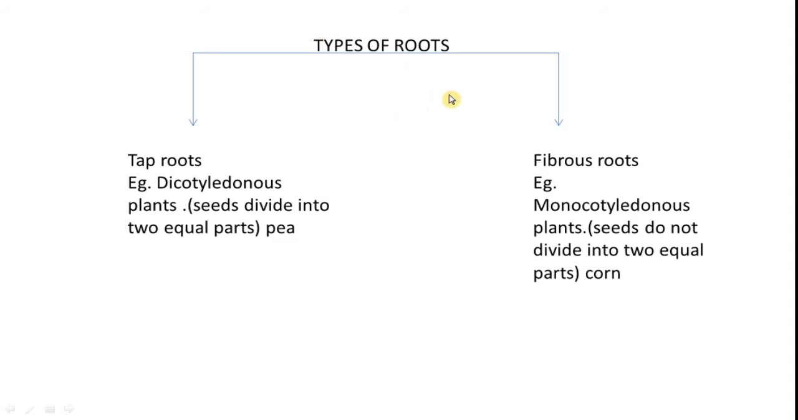So the types of roots. There are mainly two types of roots: taproots and fibrous roots. Taproots, for example, are found in dicotyledonous plants. Di means two; the seeds divide into two equal parts. The example is pea. Fibrous roots are found in monocotyledonous plants, whose seeds do not divide into two equal parts. For example, corn.